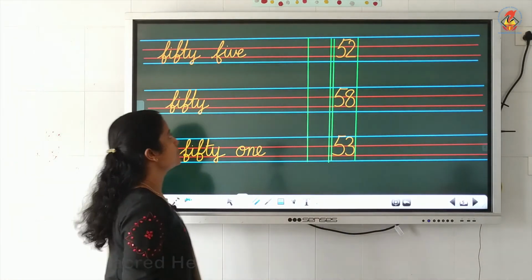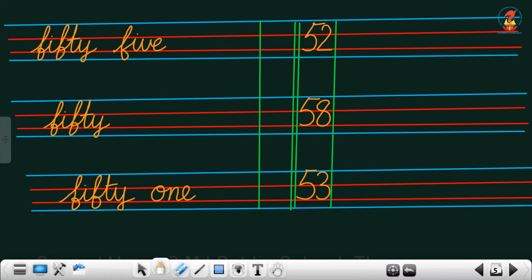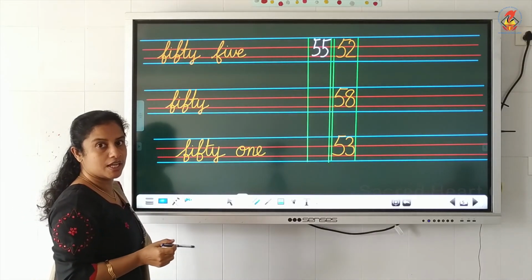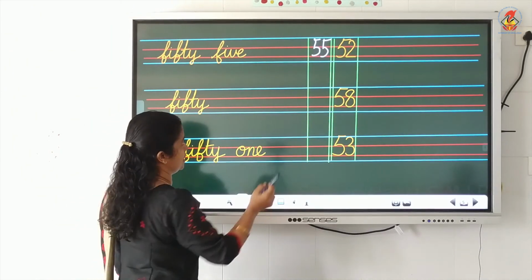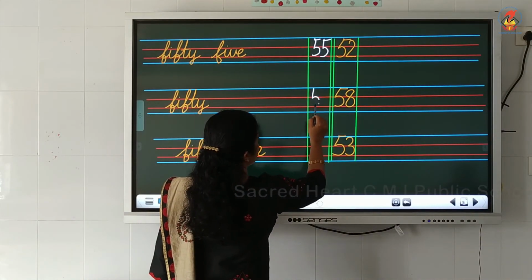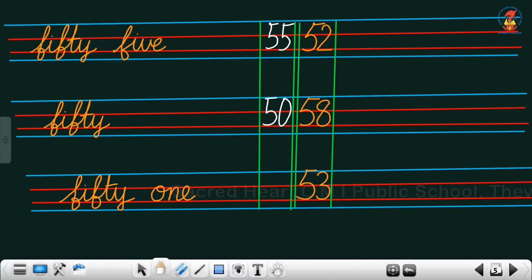Understand? So what is the number name written here? F-I-F-T-Y, 50, F-I-V-E, 5. So, what is the number? 55. So, we have to write the number 55. Okay. Now, what is the number name written here? F-I-F-T-Y. What is F-I-F-T-Y? F-I-F-T-Y is 50. So, write 5 and 0 makes 50.